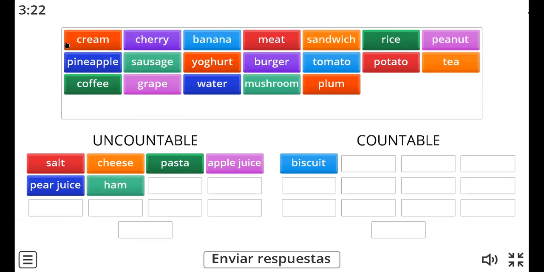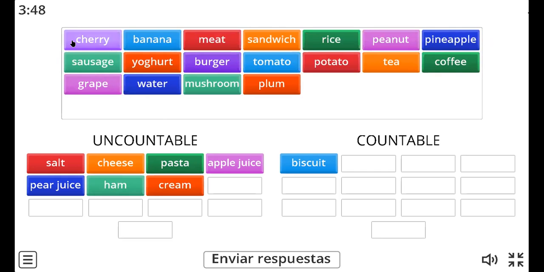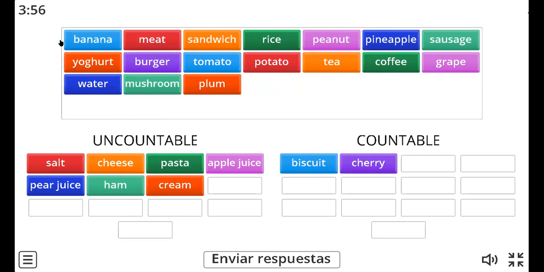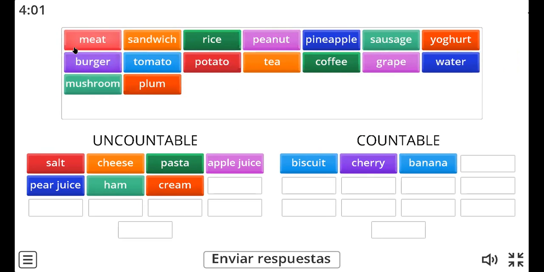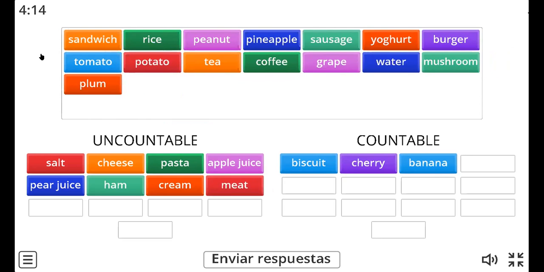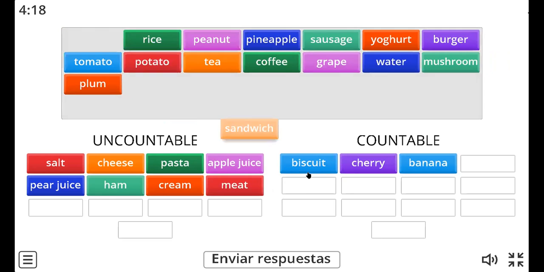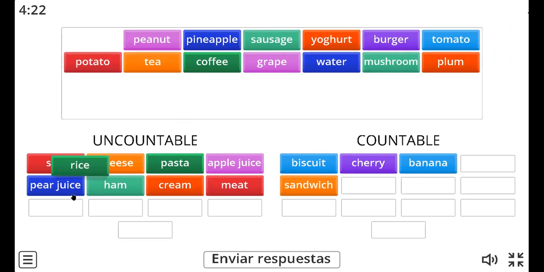Cream? What do you think about the word cream? Uncountable. Okay, uncountable. How about cherry? Countable. Okay, cherry. Banana, what do you think? Countable, right. Okay, perfect. Meat. Countable or uncountable? Uncountable. Okay. Sandwich? Countable. Rice? Uncountable. Okay, perfect. Peanut.